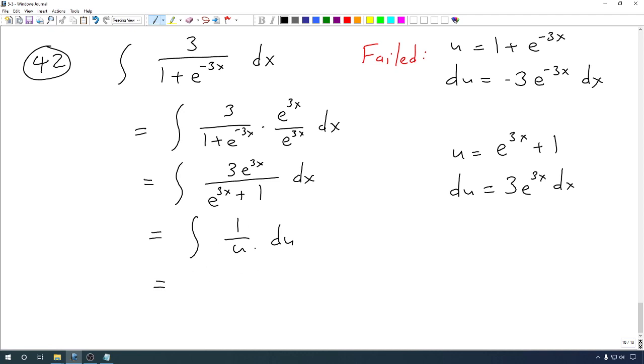Of course, the integral of 1 over u, we need to introduce a natural logarithm of the absolute value here. And then we get to put in 3e to the x plus 1. Now, note here, I am leaving off the absolute value signs because the exponential is always positive, and adding 1 to it just makes it even more positive. So we don't need the absolute values this time. But again, very special case. If you didn't notice that, keep those absolute value signs.